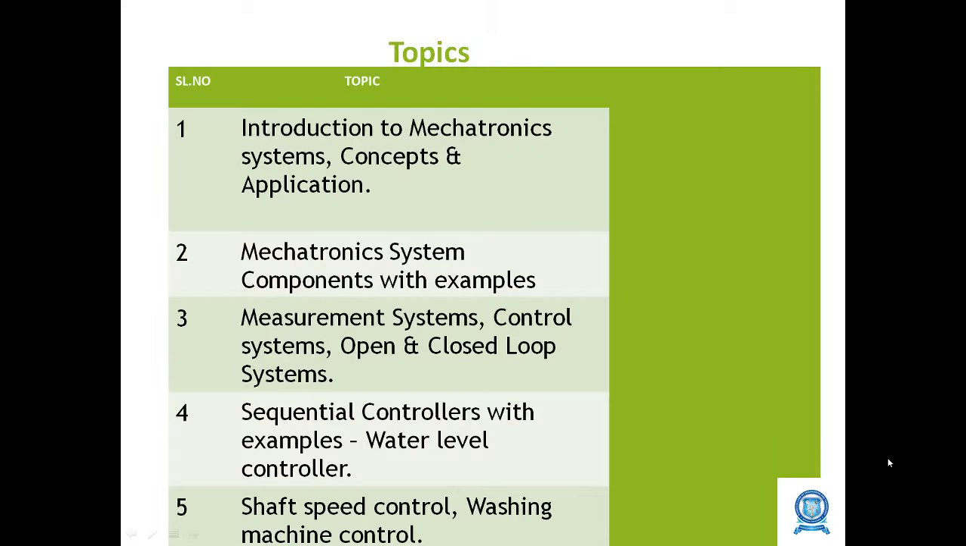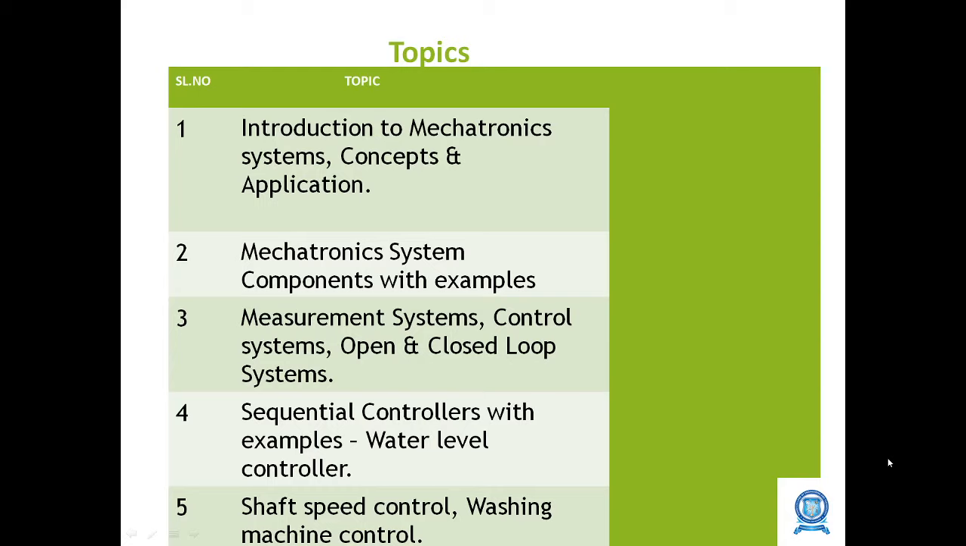So in the first unit we are going to see about 5 important topics. The first topic is Introduction to Mechatronic Systems, the concepts and its applications. The second topic is the mechatronic system with components and some examples for the components in a mechatronic system. The third topic is measurement systems, control systems, open and closed loop systems.